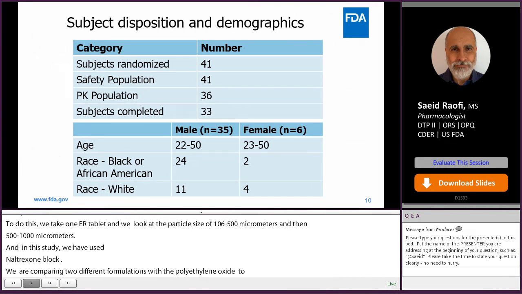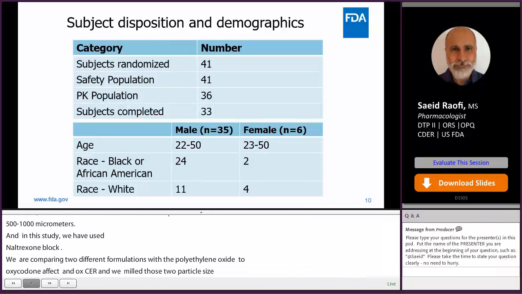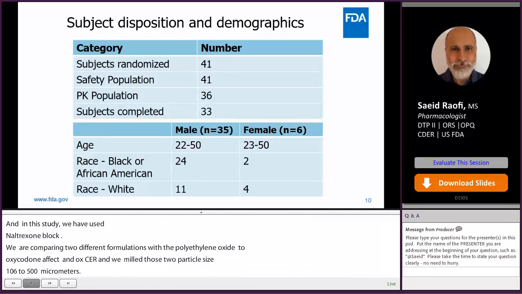41 subjects were enrolled in this study. All 41 were included in the safety population. 36 subjects were included in PK analysis, and 33 subjects completed the study.